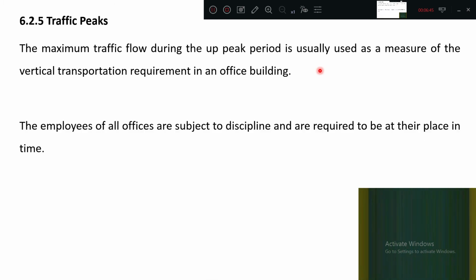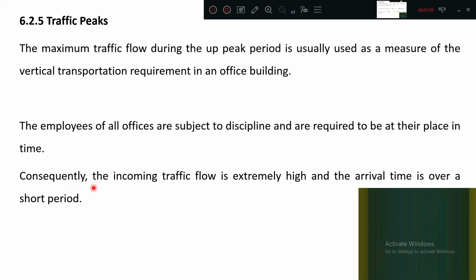Traffic peaks. The employees of all offices are subject to discipline and are required to be at their place in time. Suppose you are working in a company, for all employees the timing is fixed. That is why it is called subject to discipline, correct? 10 o'clock means 10 o'clock. Consequently, the incoming traffic flow is extremely high and the arrival time is over a short period between 9:45 and 10. A very large number of people will get into the office. That is why incoming traffic is very high.